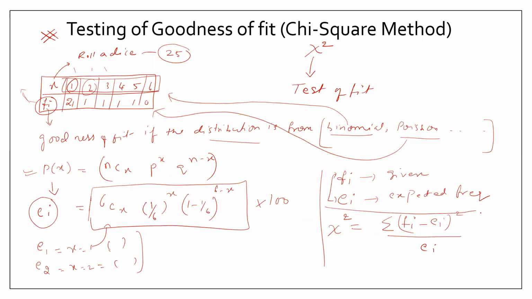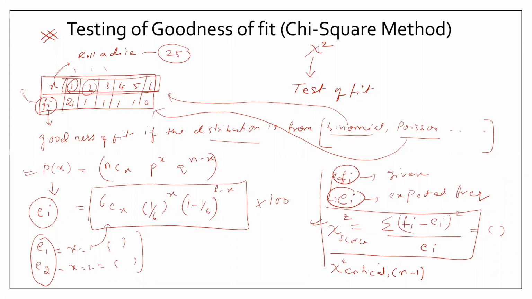We will use this set of formulas to calculate the chi-square score. As we saw earlier with the t score and z score, this will be the chi-square score. Once you have calculated this based on your fi and ei, you have to compare this chi-square value with the chi-square critical value. Whenever we want to find a critical value, we have some degree of freedom. In this case, we will have n minus 1 degrees of freedom.